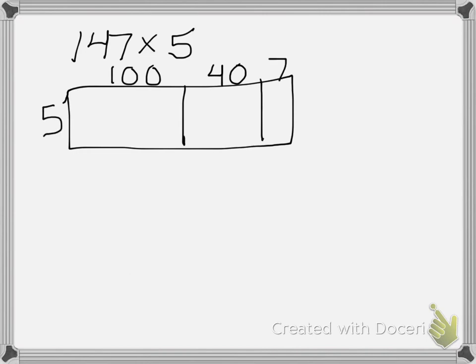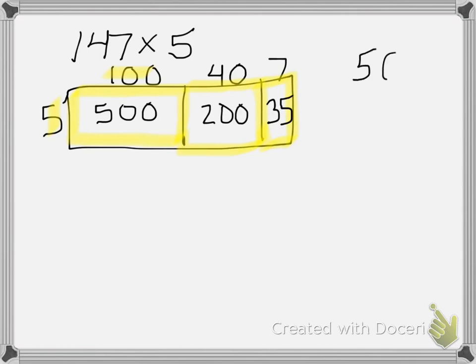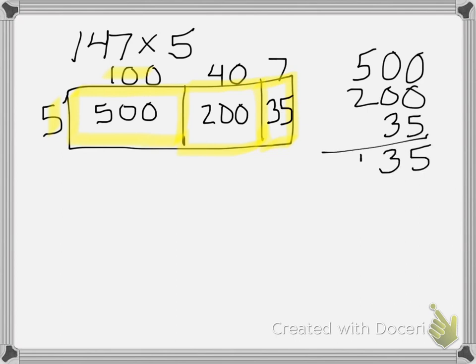147 times 5. So in this box, the area is 100 times 5, and that is 500. The area of this box is 40 by 5, so that's 40 times 5, which is 200. And in the ones, the area of this one is 5 times 7, which is 35. So I'm going to add those up, line up my place values, and that adds up to 735.